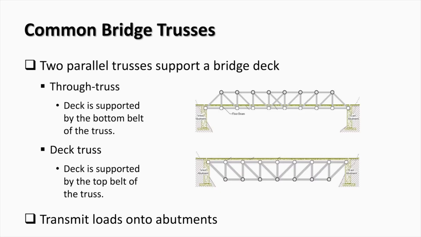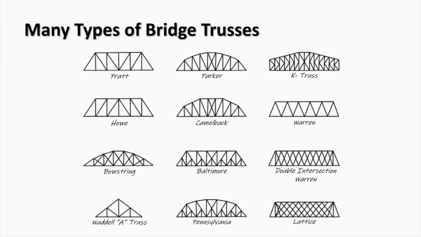Bridge trusses consist of 2 parallel trusses supporting a deck. The deck can be supported by the bottom or top belt of the truss. The load is transmitted by the truss from the deck to the abutments. Bridge trusses can also have many different shapes. The shape chosen for the project will depend on many factors included in each project's constraints.